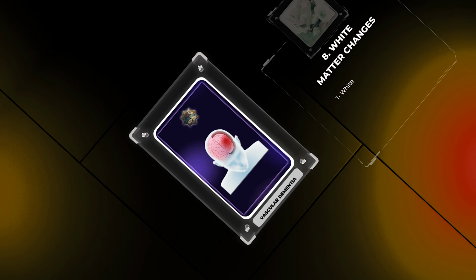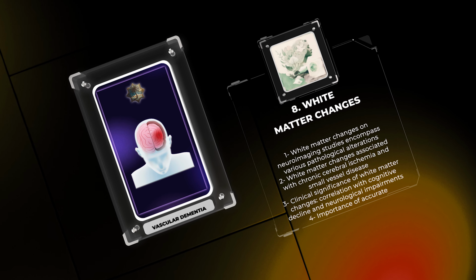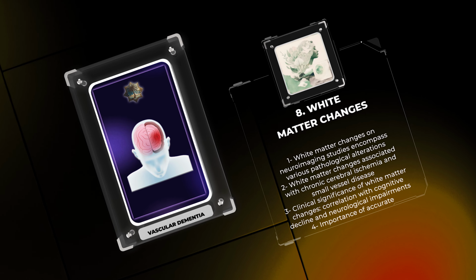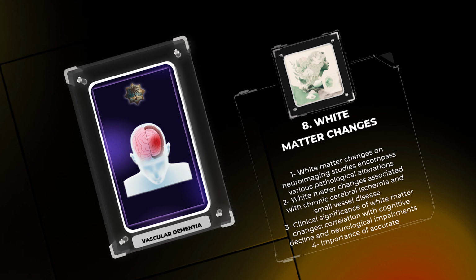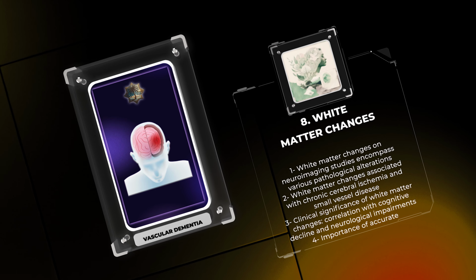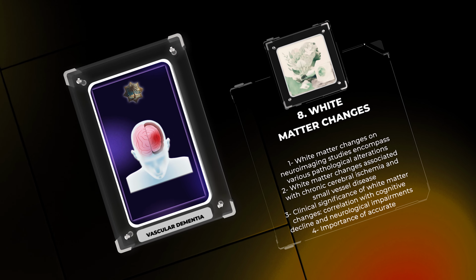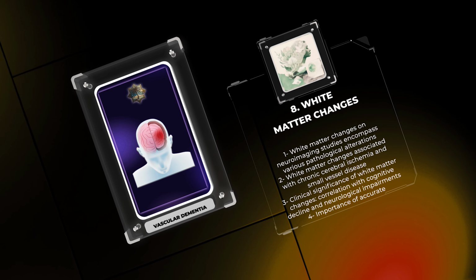White matter changes, as observed on neuroimaging studies such as MRI, encompass a broad spectrum of pathological alterations. These changes can range from subtle abnormalities, such as paraventricular hyperintensities or gliosis, to more severe conditions like leukoaraiosis. Chronic cerebral ischemia, small vessel disease, and other vascular insults are commonly associated with white matter changes.